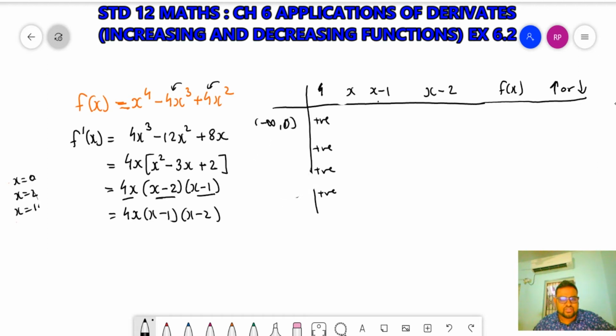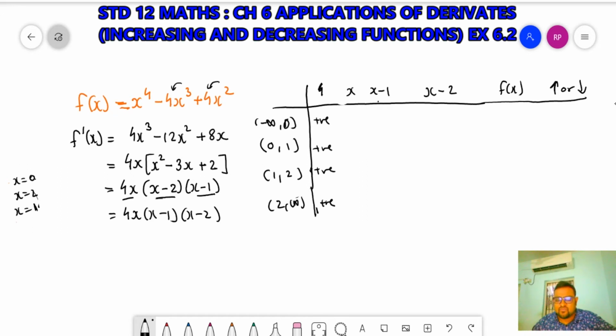Okay, the intervals are minus infinity to 0, 0 to 1, 1 to 2, and 2 to infinity, right? I have taken all these three factors as 0. x equal to 0, x minus 2 equal to 0, that means x equal to 2. x minus 1 equal to 0, that means x equal to 1. I rearrange this: first 0, then 1, then 2. Now, plus 4 will always be positive, right? Because it does not belong to any interval.